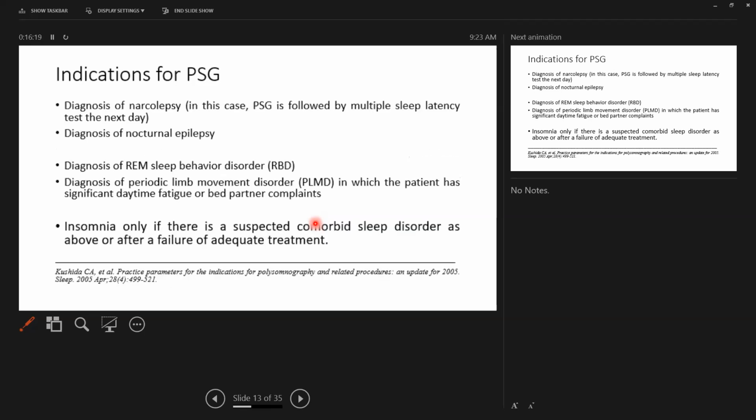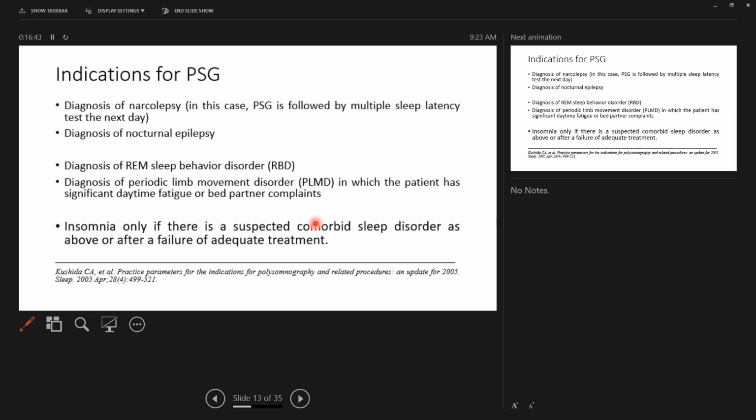Diagnosis of narcolepsy is basically done with the multiple sleep latency test, which follows the PSG. Nocturnal epilepsy, as we get the EEG waves. Obviously, EEG will also be done, but since nocturnal epilepsy is often combined or confused with parasomnias, this is very important. REM sleep behavioral disorders, periodic limb movement disorder.